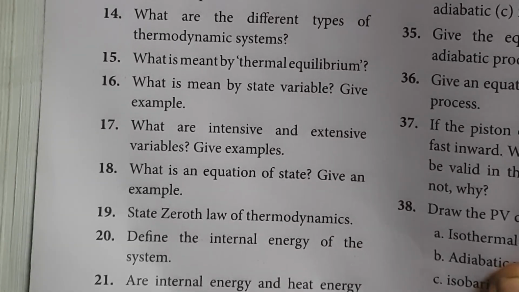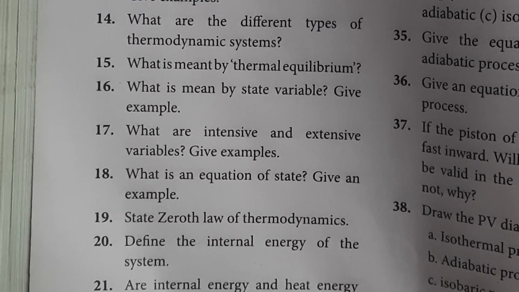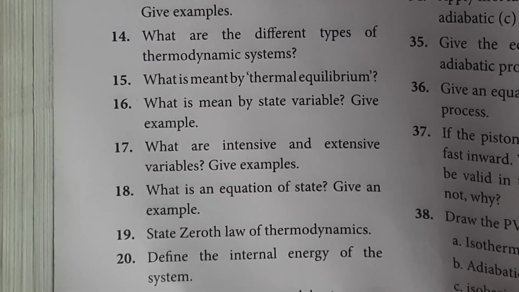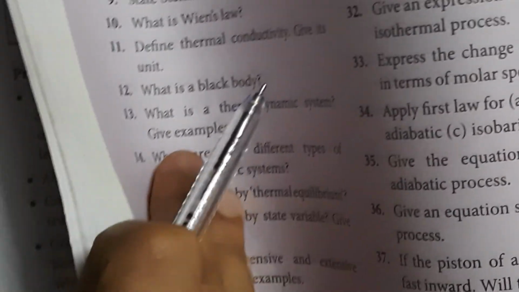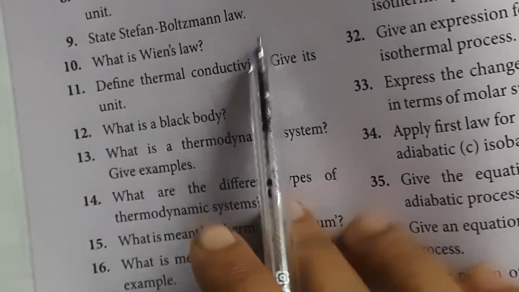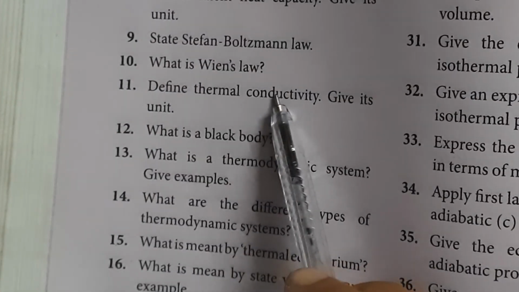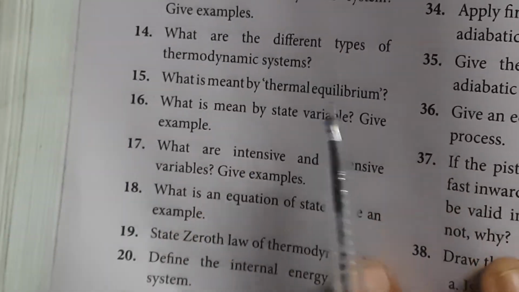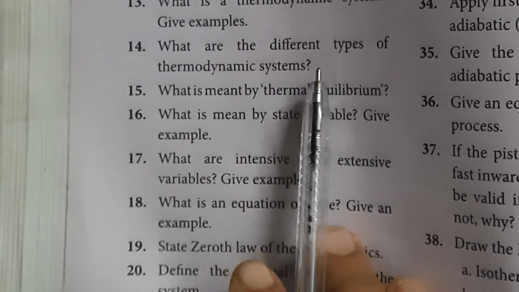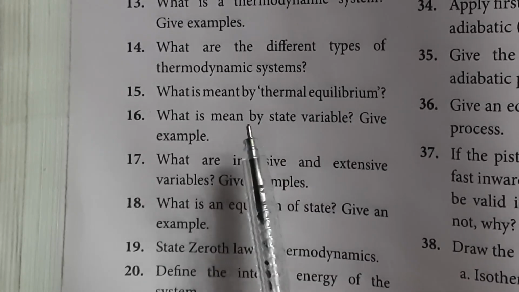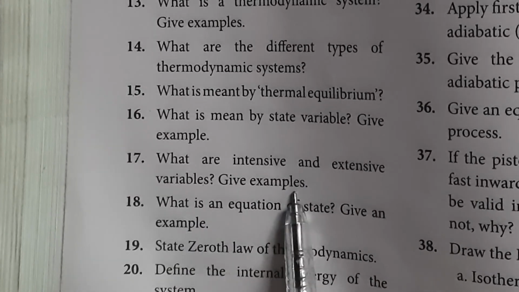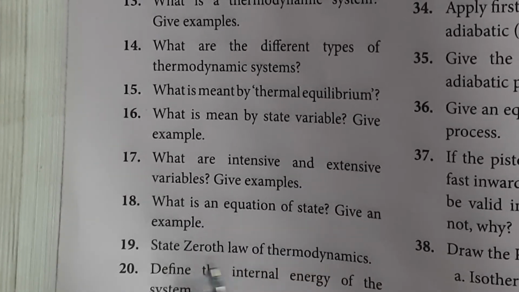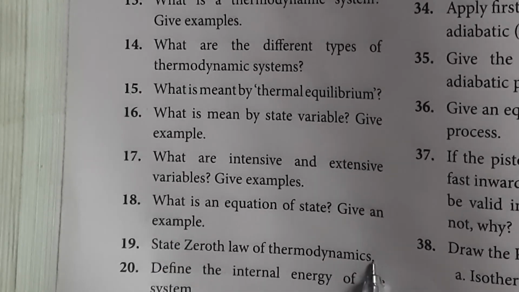Okay students, today we have discussed the laws of heat transfer, thermodynamic system and the zeroth law of thermodynamics. So you should learn: state Stefan-Boltzmann law, what is Wien's law, and what is a thermodynamic system, give examples. What are the three different types of thermodynamic systems? What is meant by thermal equilibrium? What is meant by state variable? Give example. What are intensive and extensive variables? Give example. What is an equation of state? Give an example. State the zeroth law of thermodynamics.